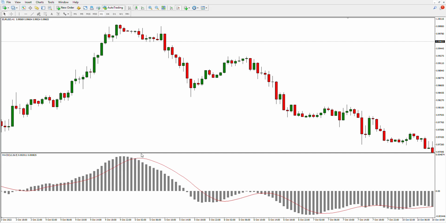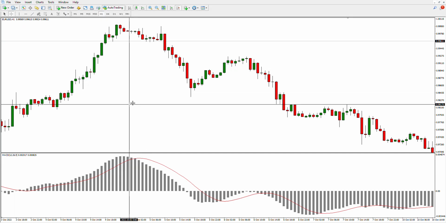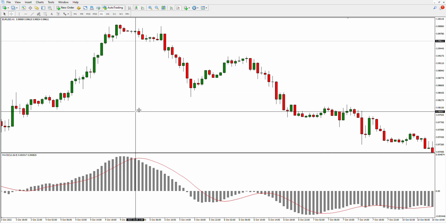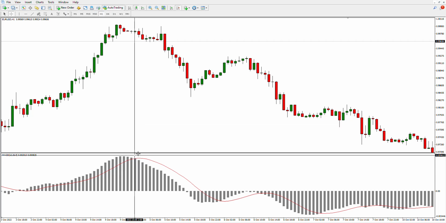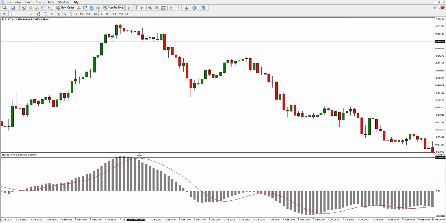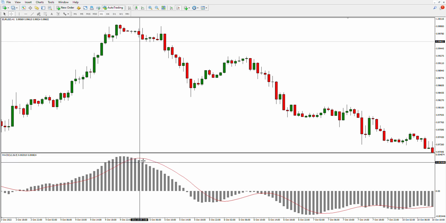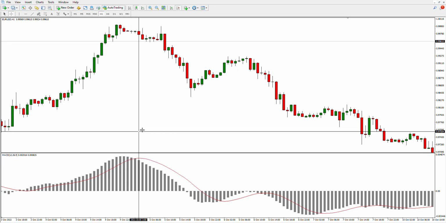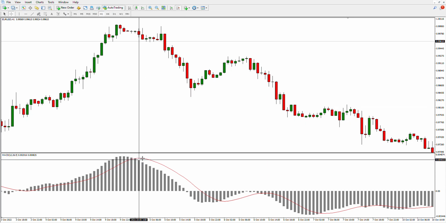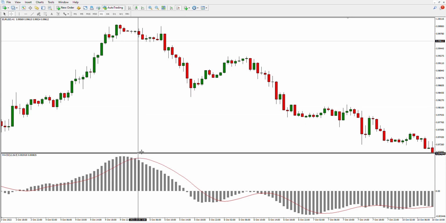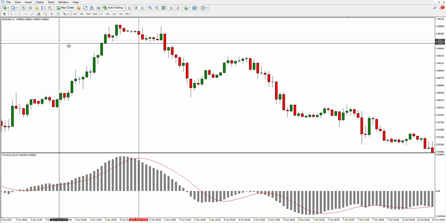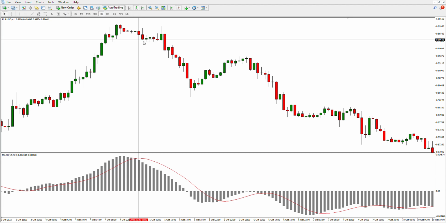You also have a signal line here, which gives further opportunities to enter. Usually traders would look for the MACD bars to cross the signal line to anticipate that price may begin moving in that direction. As you can see here, the MACD did cross the signal line in a downwards direction and price did move significantly down. In fact, it moved all the way down to here.